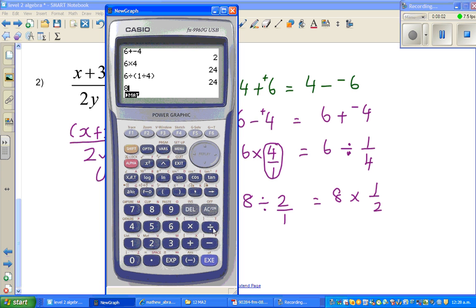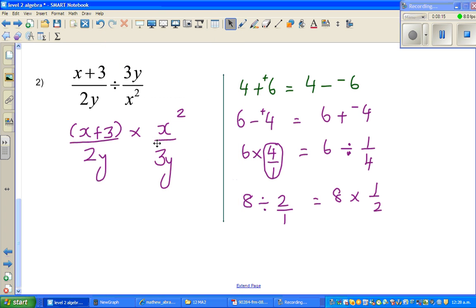So it's 8 divided by 2, which is 4. And 8 times 1 half is also 4. So that's what we have done. So you have swapped this around.